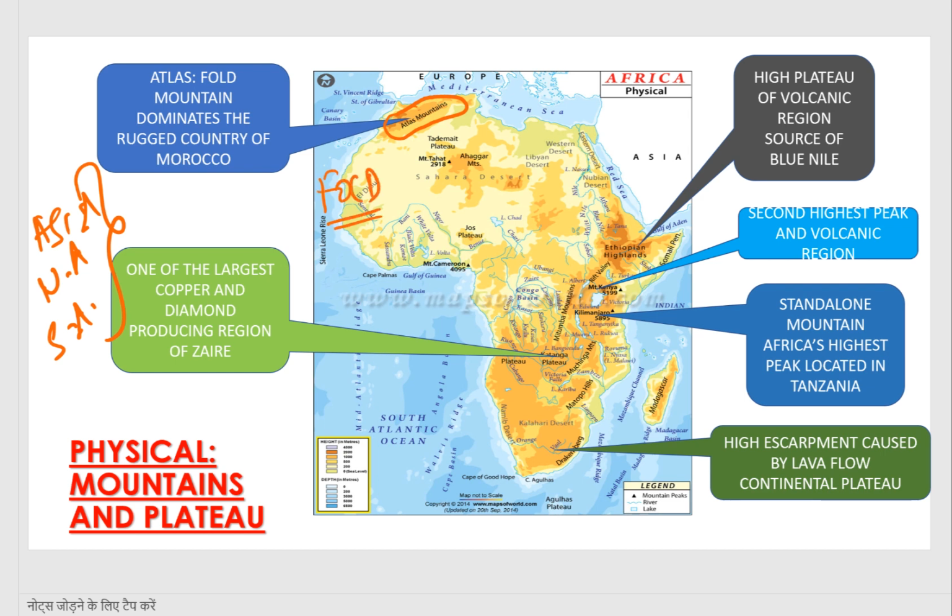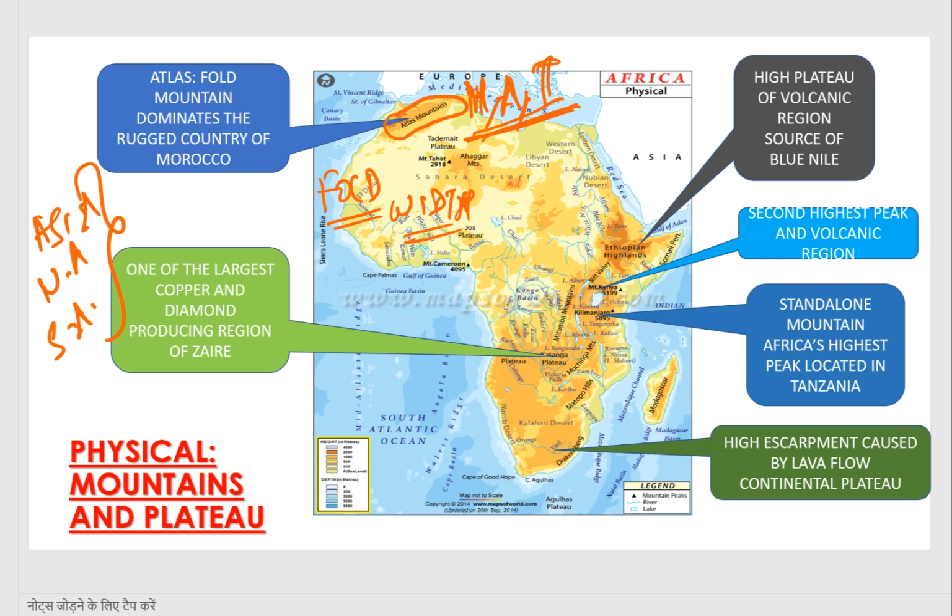And being a folded mountain means it is having considerable width as well as length. And these mountains are present in 3 countries. The countries of Morocco, Algeria and Tunisia. So it's very easy to memorize the acronym MAT. MAT means Morocco, Algeria and Tunisia. In these countries lie the famous Atlas mountains.